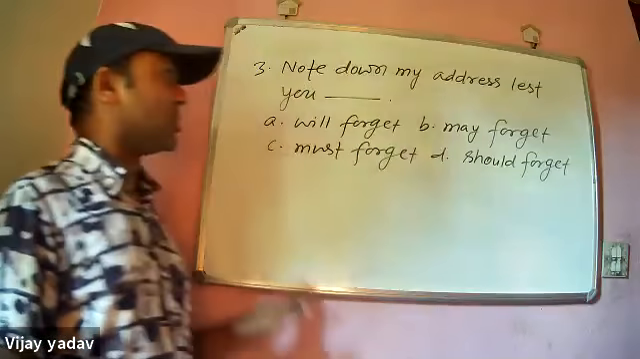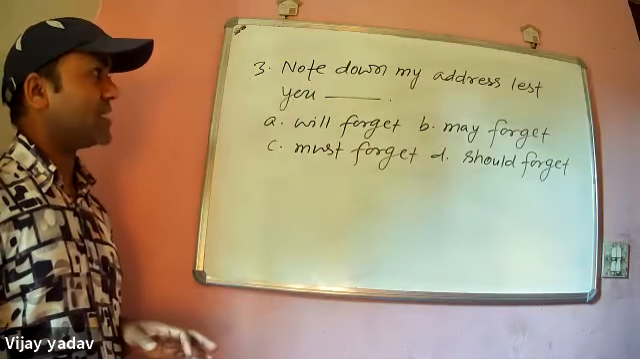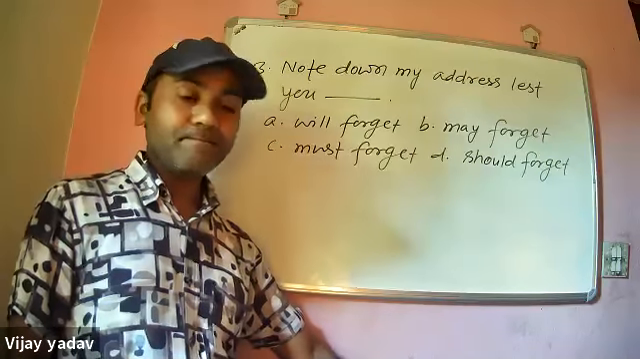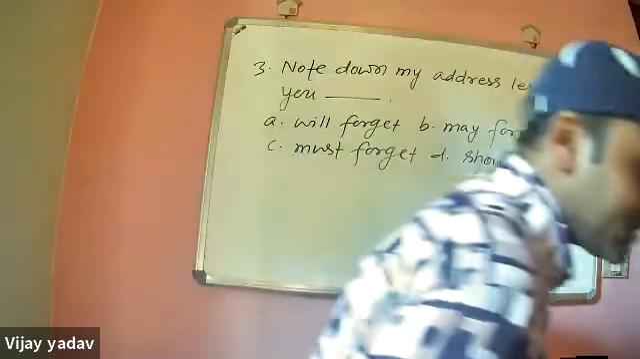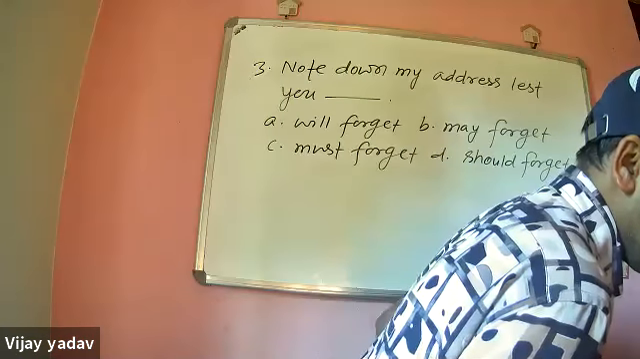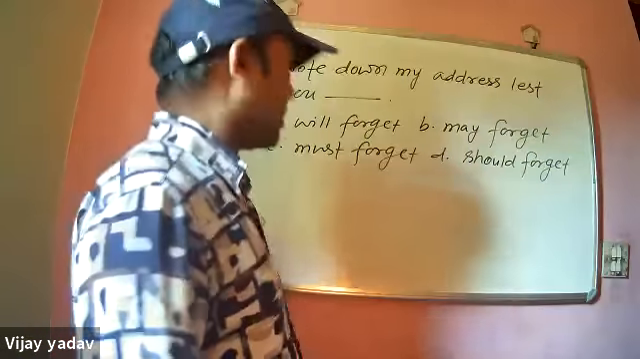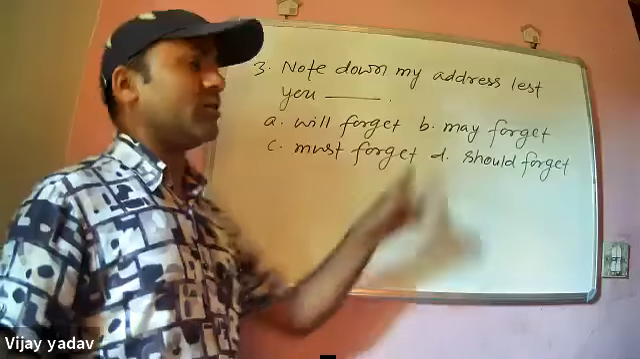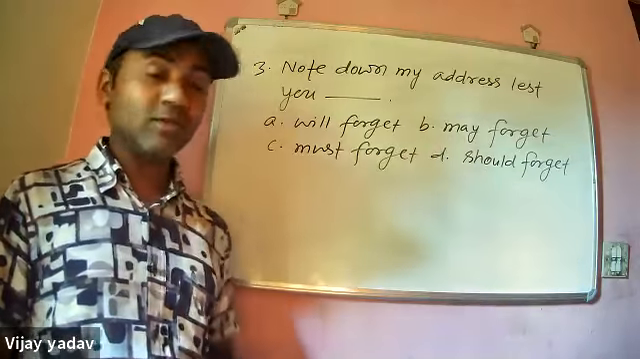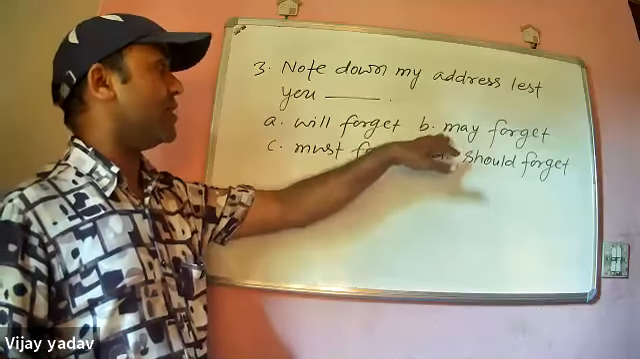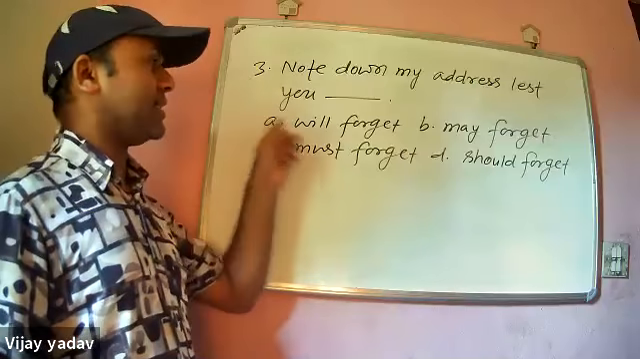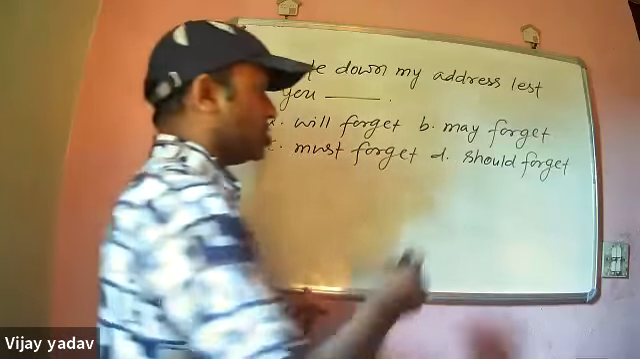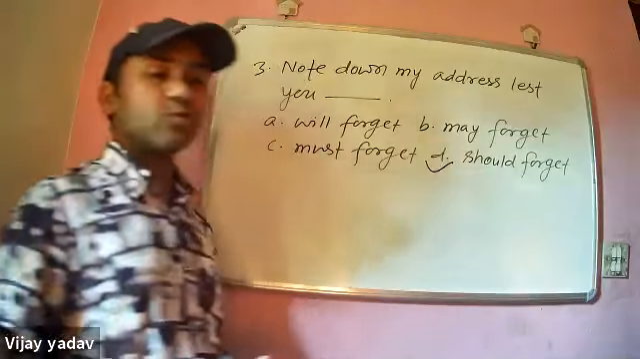Option B. Note down my address lest you may forget. Yes. Then any could be possible. Okay, now see, B could be. You have written B also, A also, neither A nor B nor C but D. Isn't it? Should forget.